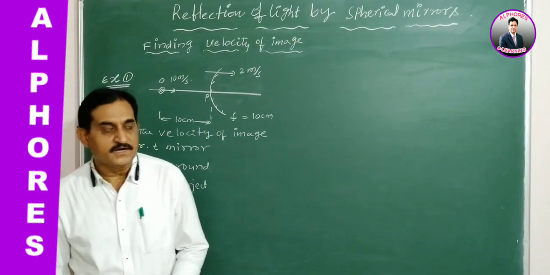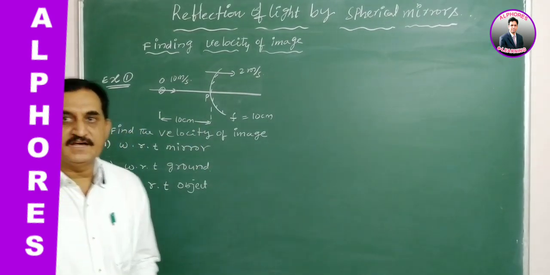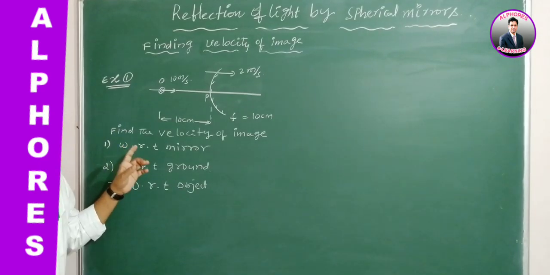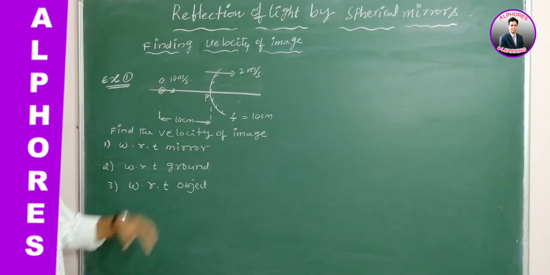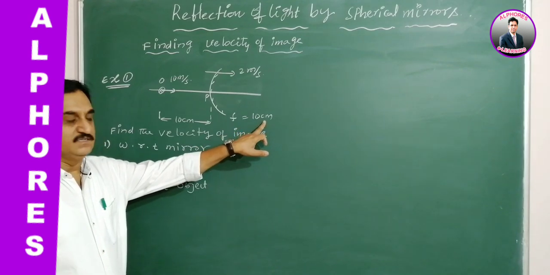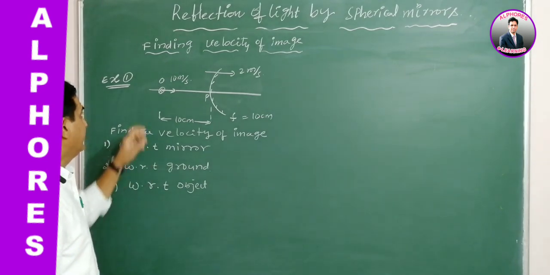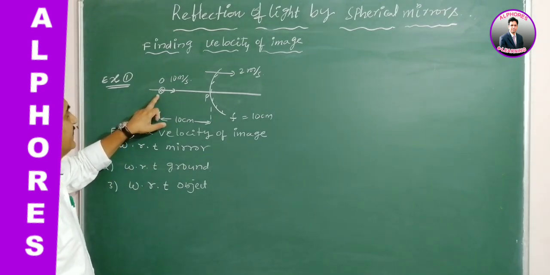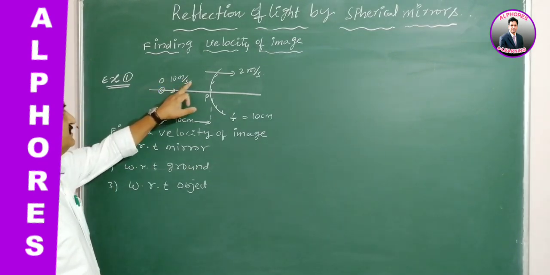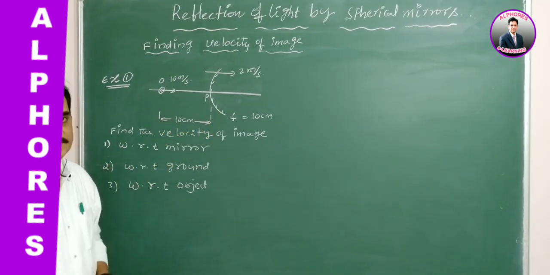Let us go for numericals based on finding the velocity of image in spherical mirrors. So here let us go for the first problem. There is a convex mirror whose focal length is given as 10 centimeters, and it is moving with a velocity 2 meter per second, and an object is moving along the principal axis of the mirror with a velocity 10 meter per second, and which is at a separation of 10 centimeters.